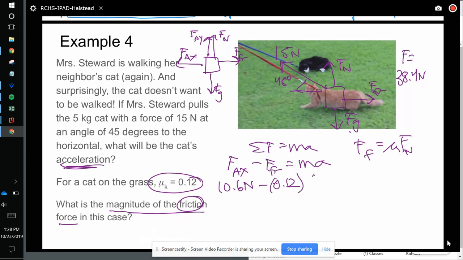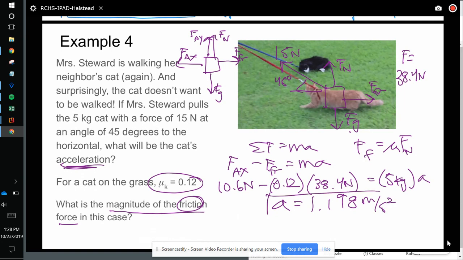And then the normal force was 38.4 newtons. And that's going to be equal to the mass of the cat, which is 5 kilograms, times the acceleration. So now doing this in my calculator, we get 10.6 minus the quantity 0.12 times 38.4. You want to put that in parentheses. And that's 5.992. And then I'm going to divide that number by 5 to find an acceleration of 1.198. So about 1.2 meters per second squared.